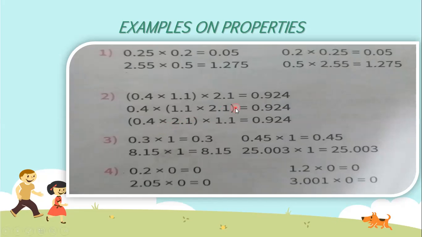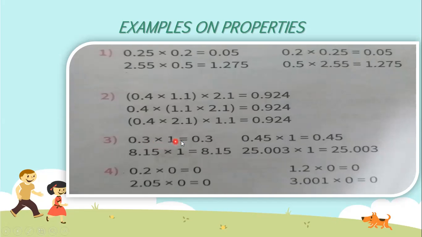Now 0.4 into 2.1, multiply these two and multiply that product with 1.1. Then also you will get 0.924. So however you change the order and multiply, we get the same product only. Next, any decimal number when you are multiplying with 1, what will you get? The same number itself. See the example.